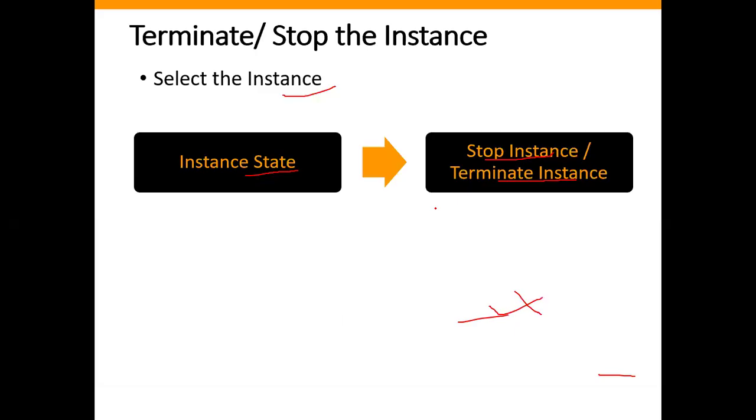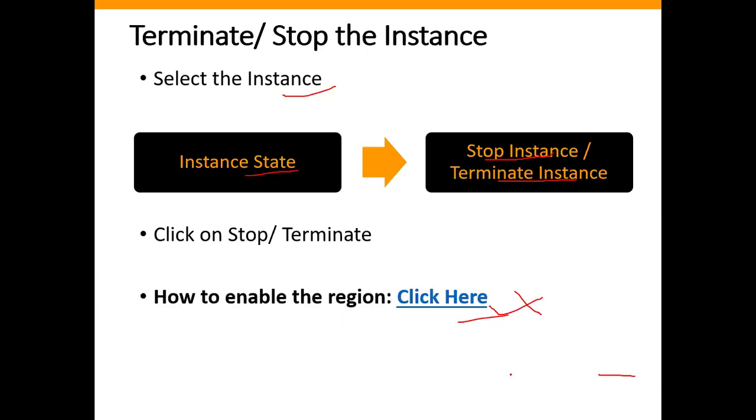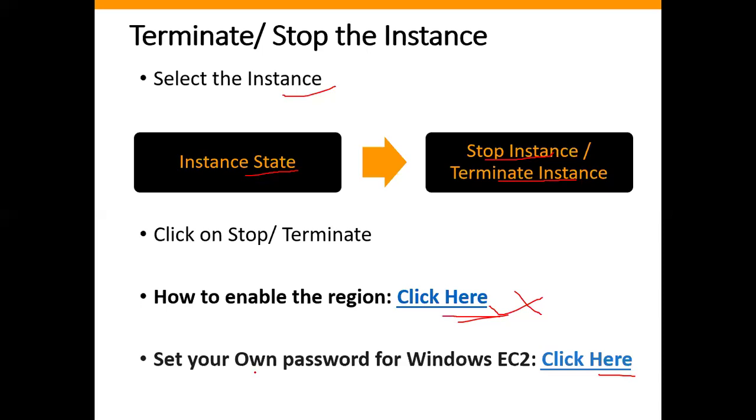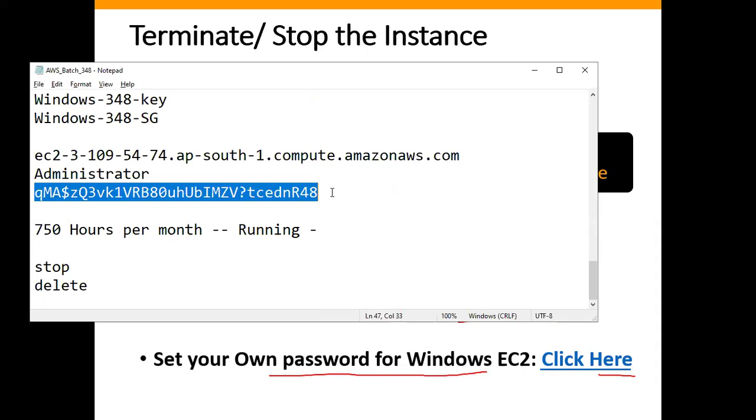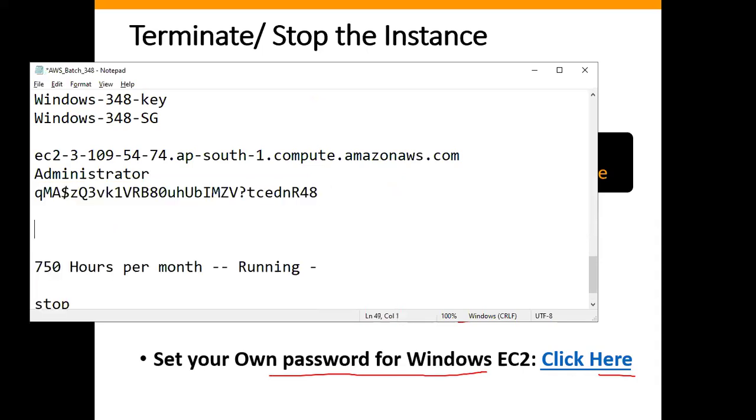In this PPT, there are 2 self-learning links which I have already informed you about, on how to enable the region, that you can learn by yourself. There is one more link: how to set your own password for a Windows EC2 machine. Right now, when we generated the password, we got this type of password. Is it easy to remember? No, this password is not possible to remember. I need a password something like training@123, which we can easily remember. Can I set this type of password? Yes, it is possible, but only after connecting to the machine.